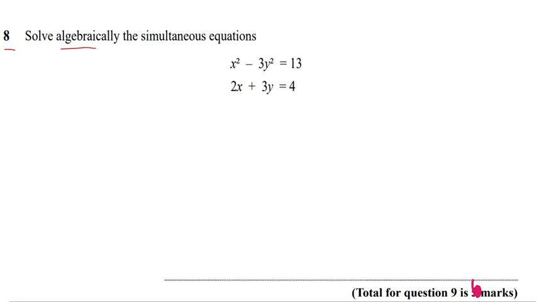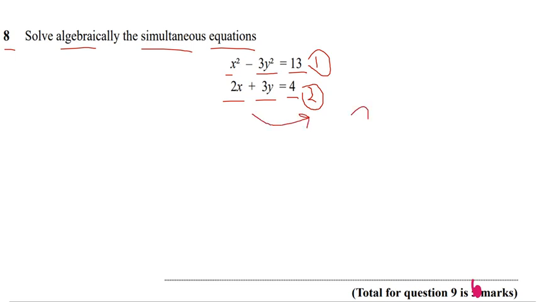Okay, so question number 8. We have to solve algebraically the simultaneous equations x squared minus 3y squared is equal to 13, and 2x plus 3y equals 4. Now, step one, label it equation 1, equation 2. I'm going to rearrange equation 2 to make it x equals. I'm going for x equals to make it slightly easier.